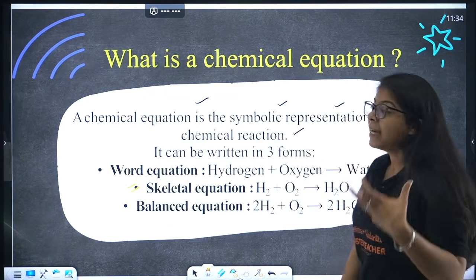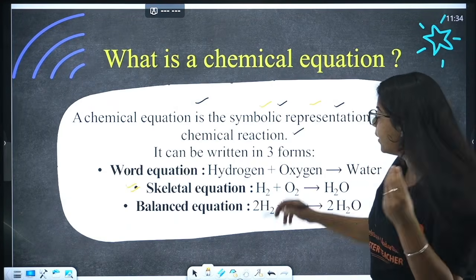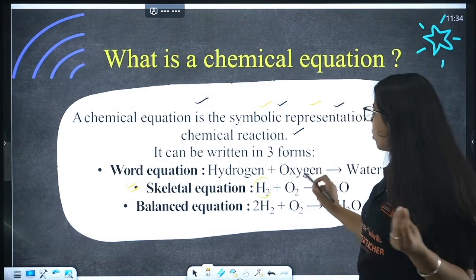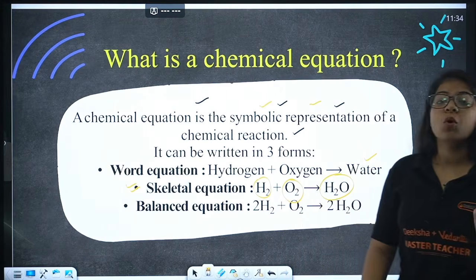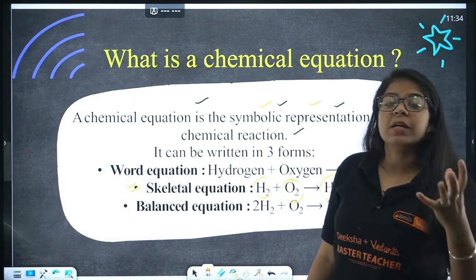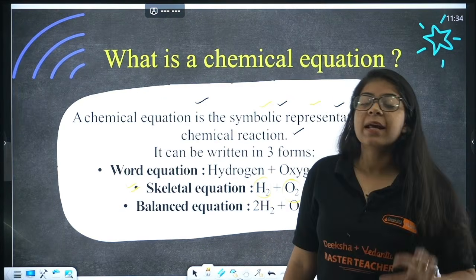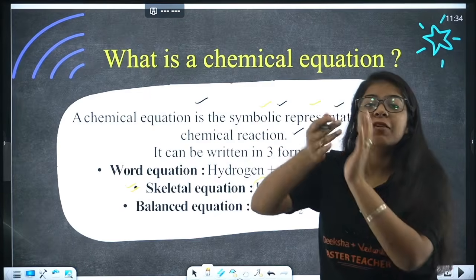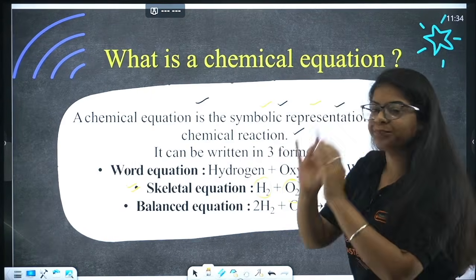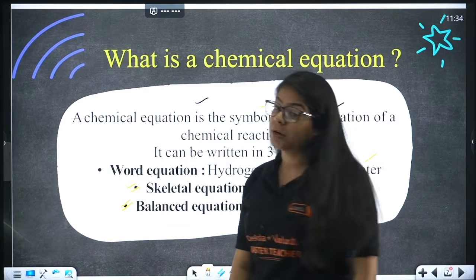What are those? These, see, symbolic representation. So these are symbols. Hydrogen written as H2, oxygen written as O2, water written as H2O. Understood? Water is made up of these elements, hydrogen and oxygen, right? So we can write water as its chemical formula H2O. Done. Then beta, there is third thing as balanced chemical equation as well.